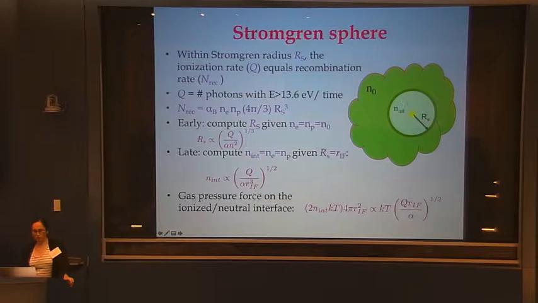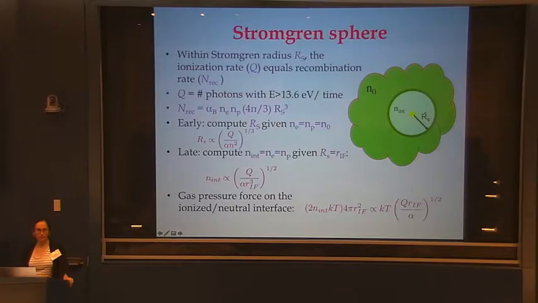In this idealized Stromgren sphere, the recombination rate has to balance the ionization rate in the interior. This Q is the number of UV ionizing photons per unit time. So you balance the ionization rate against this recombination rate. At early times, you turn this star on, and the density is whatever it was before. So there's some density in the cloud, and then you can calculate the Stromgren radius based on what that initial density was, and the ionizing flux, and the recombination rate.